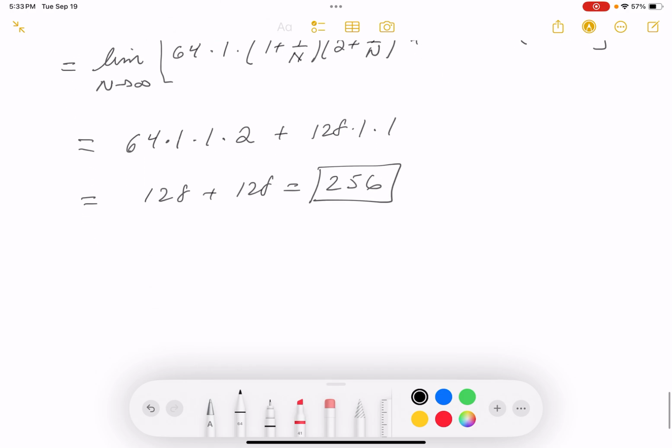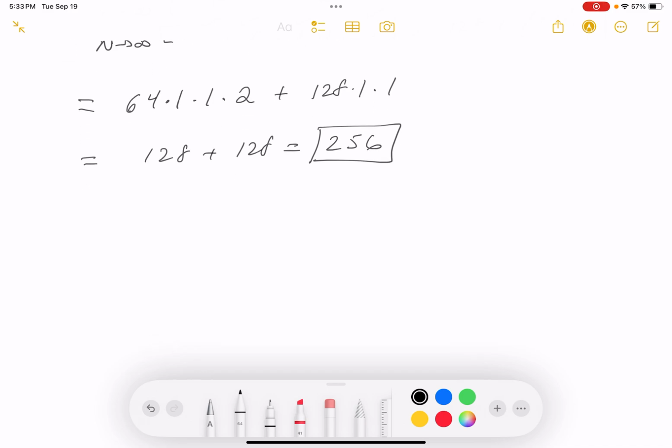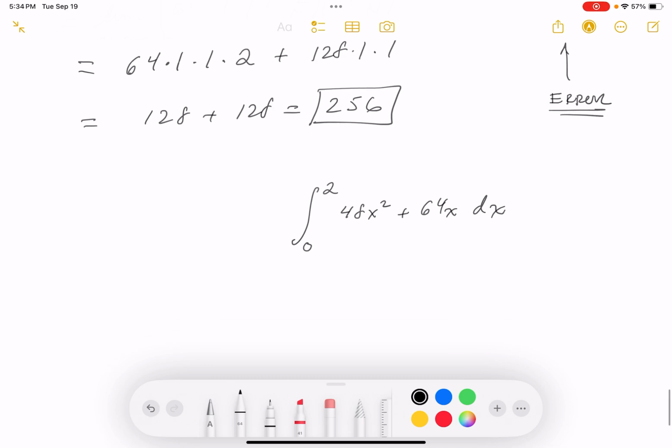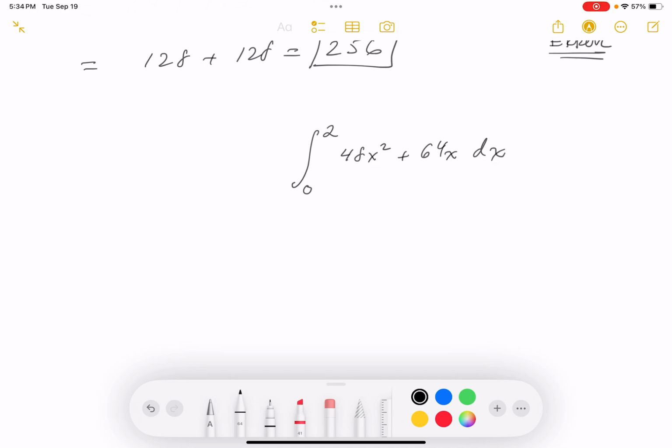Now, granted, I do want to check it. And someone says check it with the answer key. Well, if you got an exam, I'm going to check it by integrating. And what's it going to be? 0 to 2. The integrand is going to be 48x squared plus 64x dx. I want to point out there's a lot of chances of making an error over here. Doing this over integration, generally speaking, it's error prone, but not that error prone.